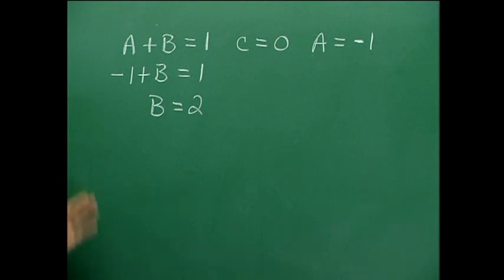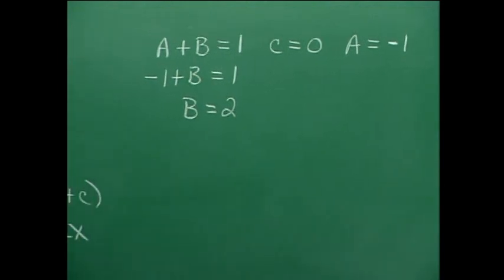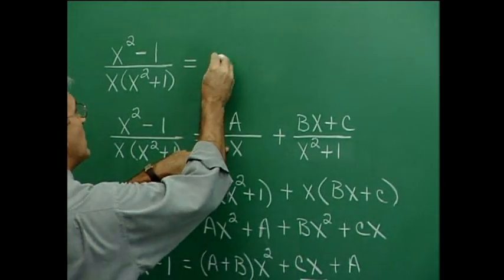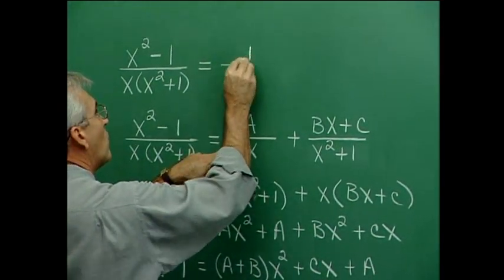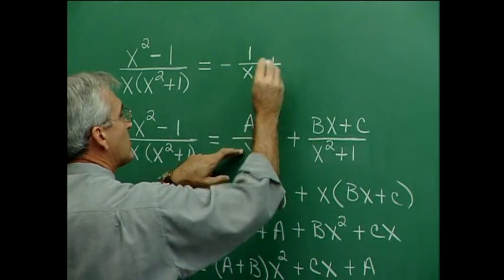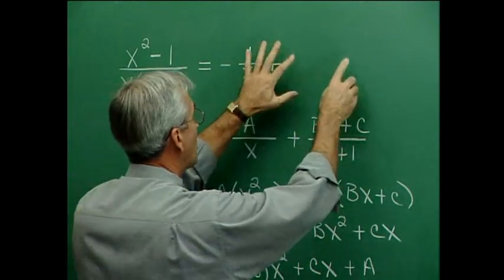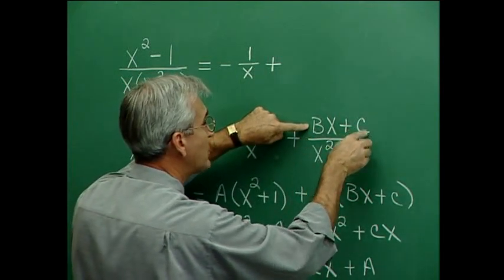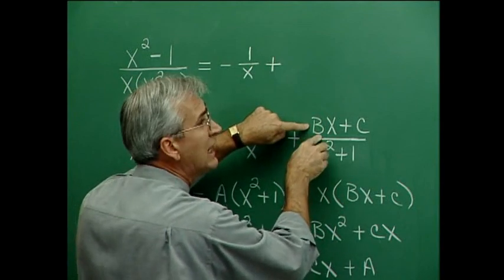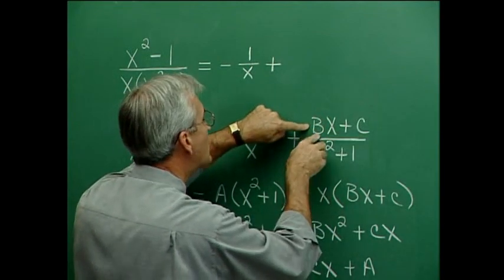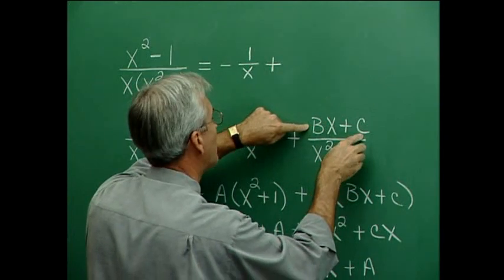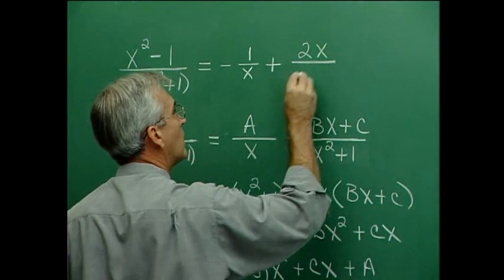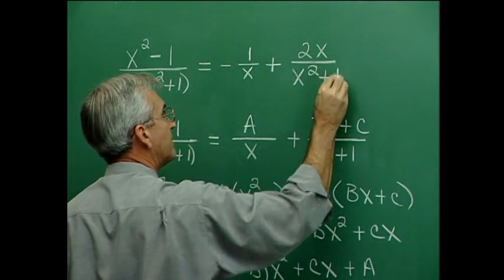All right, so now we have the values for a, b, and c, and we can write our partial fractions. We have a over x. Now the a value was negative 1, so this is negative 1 over x. And then plus, now don't forget that this next partial fraction has the numerator in the form bx plus c. So b is 2, 2x plus c, c is 0. So this is 2x for that numerator, and it's over x squared plus 1.